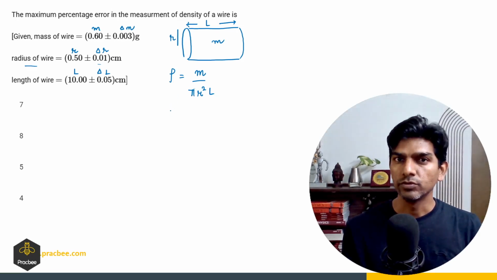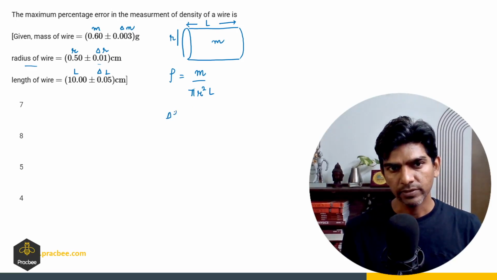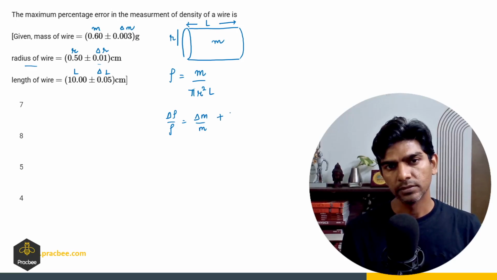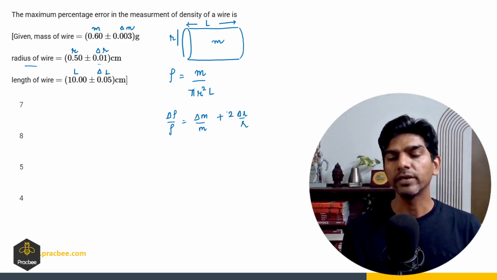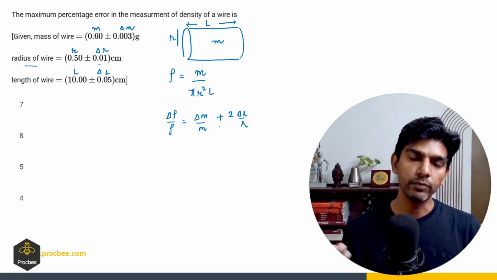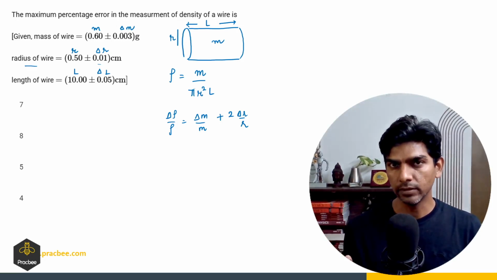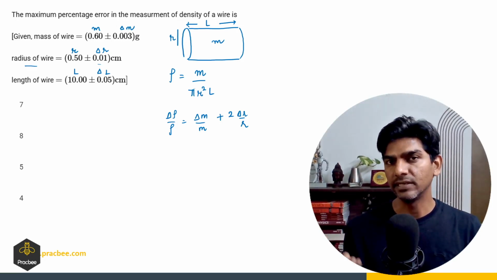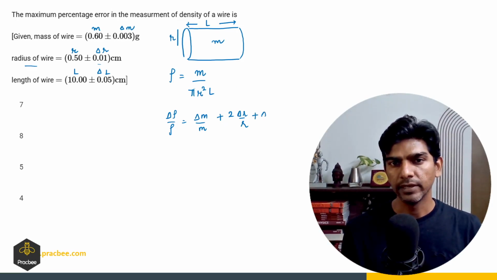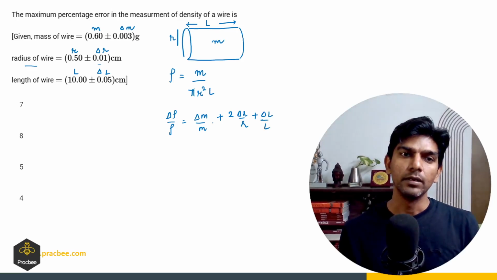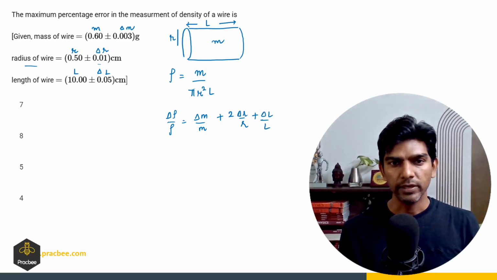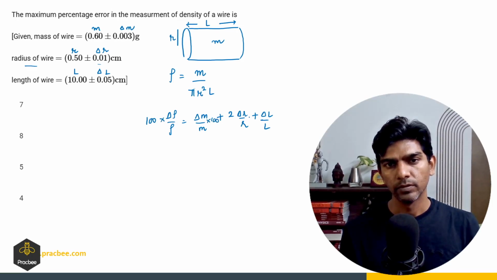So we can use the same logic, and it will give us delta rho by rho is equal to delta m by m plus 2 times delta r by r plus delta L by L. Why am I taking a positive sign here? Because delta r can be positive or negative, and whenever they ask about the error, usually they ask about the maximum percentage error, so we have to convert negative to positive sign. Let us multiply this with 100, this also with 100, and this also with 100.